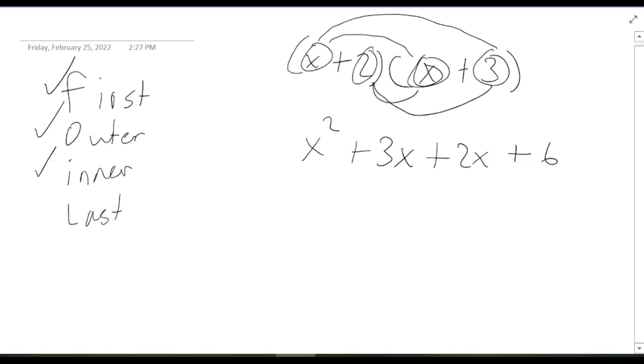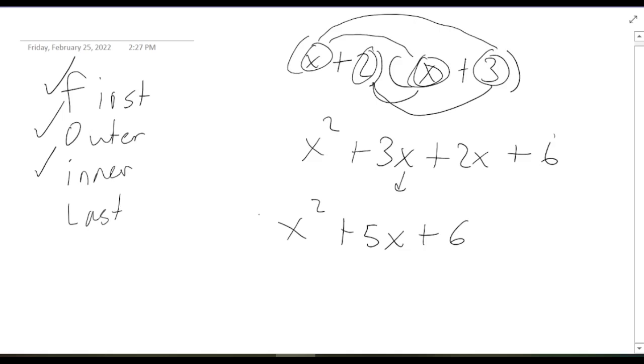Now from here, if there's any like terms, you combine them. So let's look at our first term, x squared. Is there any other term that has an x squared in it? No. So let's just leave it as is. All right, next term, 3x. Is there any other term here that has an x? Yes, 2x. So we're going to combine 3x and 2x. So 3x plus 2x gives you 5x. And finally, this 6. Are there any other terms that are just a whole number with no variables? No, so we just leave it alone.